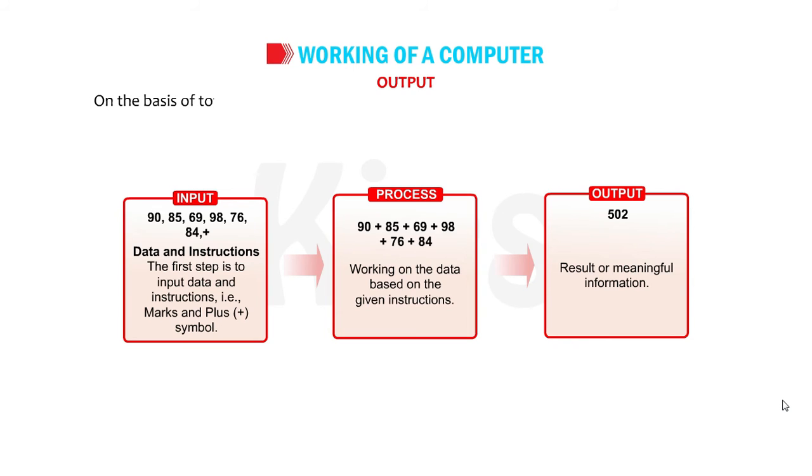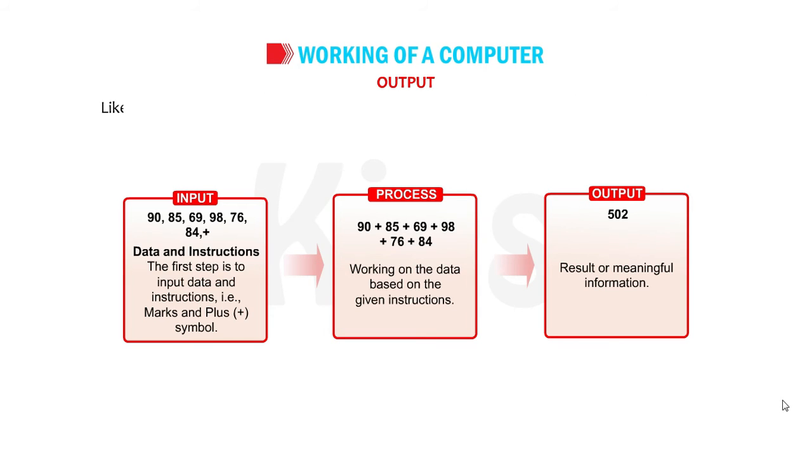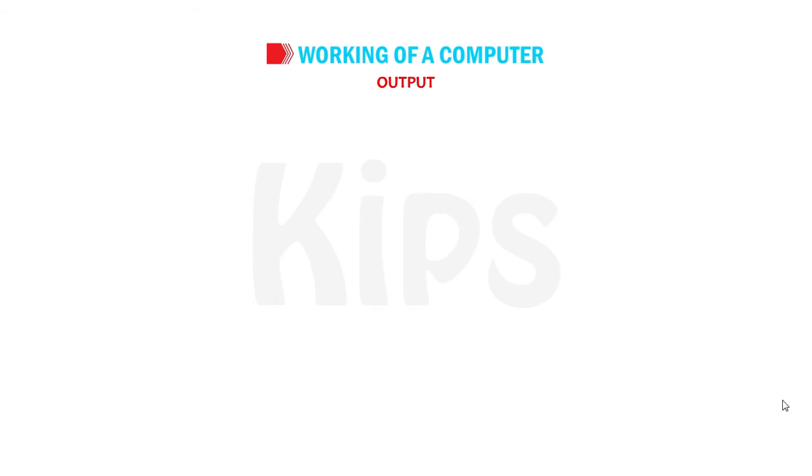On the basis of total marks obtained, the teacher calculates the percentage of the student and finds his or her position in the class. Likewise, we also perform various tasks by following the IPO, input process output cycle. Okay, let us understand it through some day-to-day life examples.